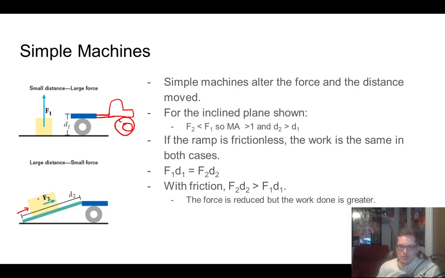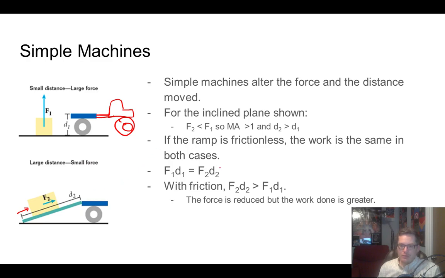We can also assume then that the force we're applying follows suit. The force we have to apply here is much greater than the force we'd have to apply here. It's a lot easier to push something up a ramp than it is just to lift it straight off the ground. So our mechanical advantage for this inclined plane is greater than 1.